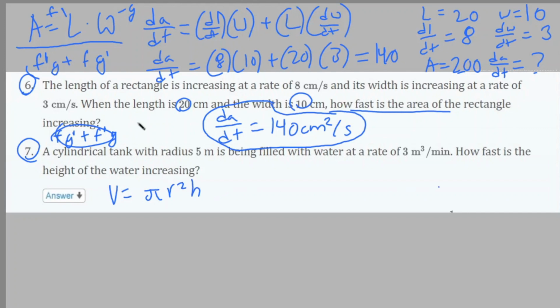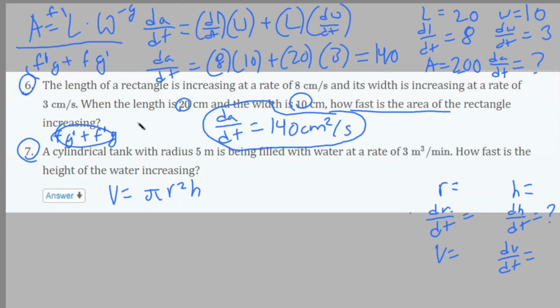And let's write down all the variables we know. So we know our dr dt, and we're going to be dealing with H here. We want to find out dH dt. So dH dt is our unknown here. We don't need to know the volume, but I'll just write down dV dt is what we are given as well. So these are all the variables we're going to be dealing with here.